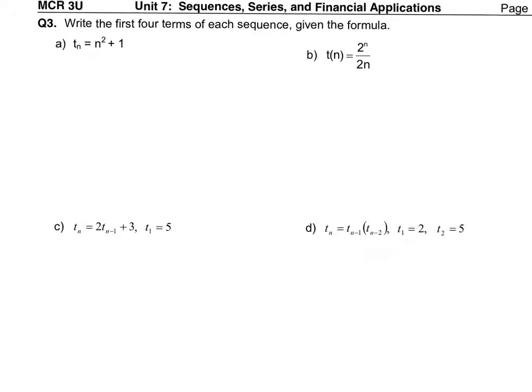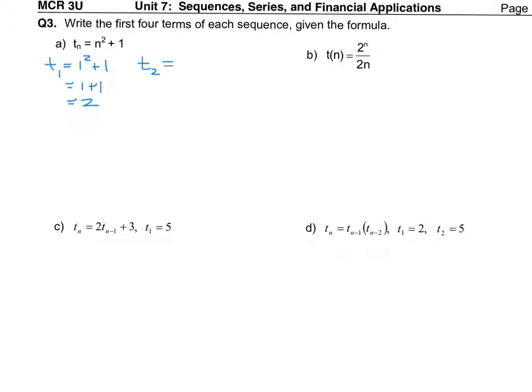Okay, write the first four terms of each sequence given the formula. So the first one is t subscript n equals n squared plus 1. So if I want term 1, I'm just going to replace the n with a 1. So I'd have 1 squared plus 1. 1 squared is 1, so I had 1 plus 1, which is equal to 2. So term 1 is equal to 2.